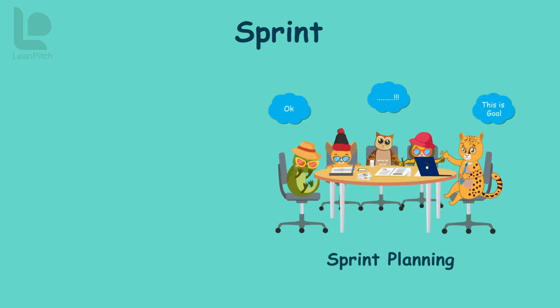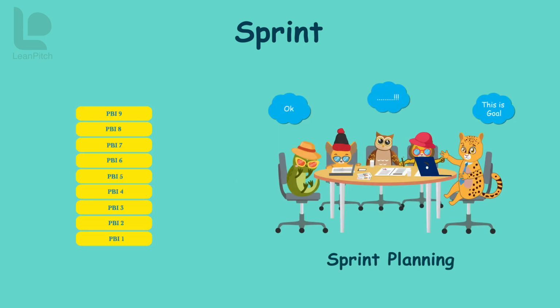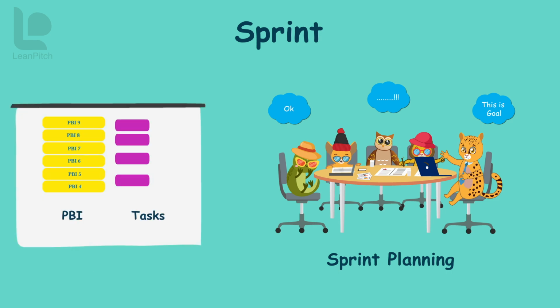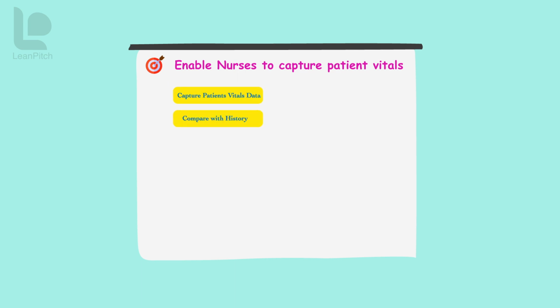A plan is a set of features that go into the product to achieve the goal. Those features are called product backlog items. And optionally, tasks that need to be performed to implement those features. This list of the subset of PBIs selected for the sprint from the product backlog and the associated tasks is called a sprint backlog. So if we were to look at a sample sprint backlog for the goal of enabling nurses to capture patient vitals, the items in the sprint backlog could be capture patients' vitals data, compare with history, generate insights, print doctor's prescription form with patient vitals, etc.